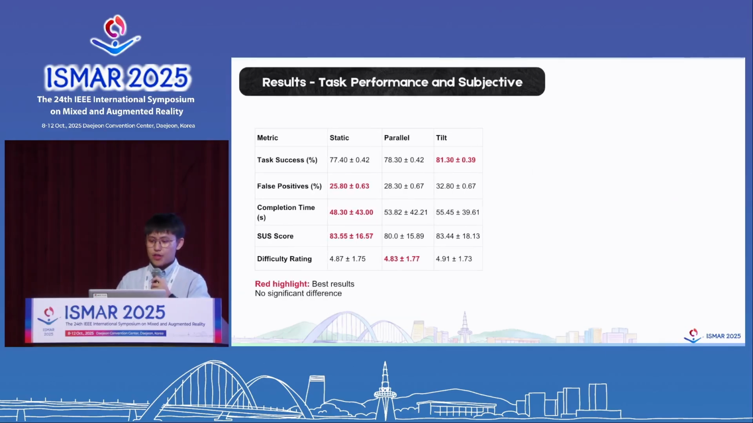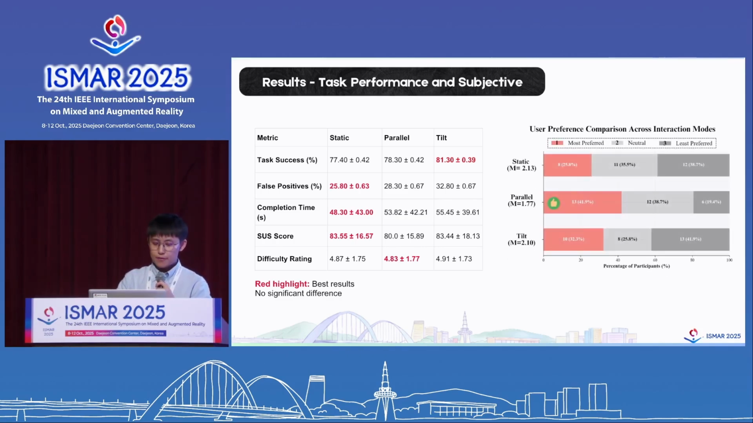So where the physical effort is clearly different, we can see the task outcomes are largely similar. We find actually there is no significant difference in the task success rate, completion time, or the difficulty rating across all those 3 modes. However, there's something interesting in the preference result. We can see most participants preferred parallel as their top choice, while the tilt was most often rated as the least preferred. And the static sits somewhere in between.